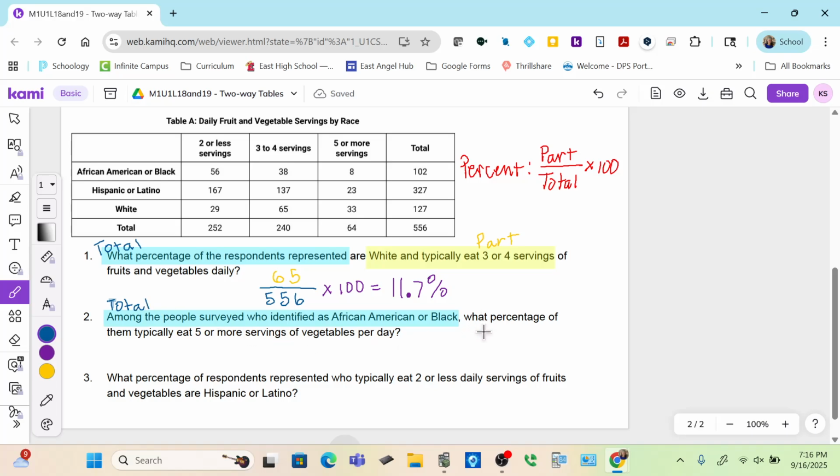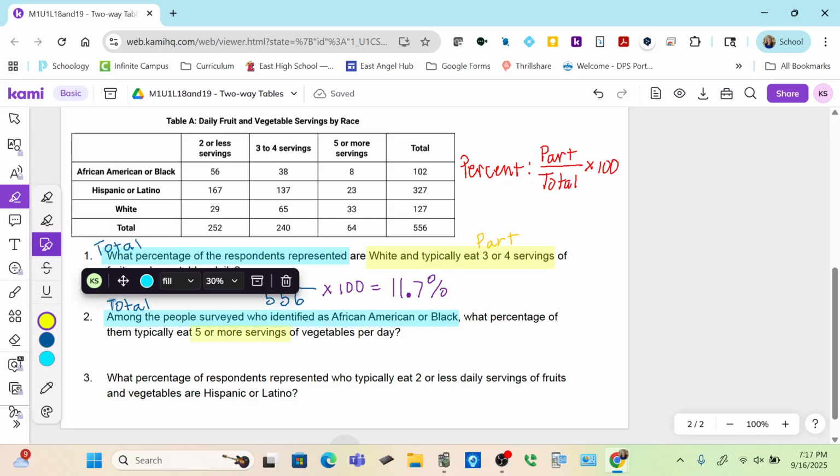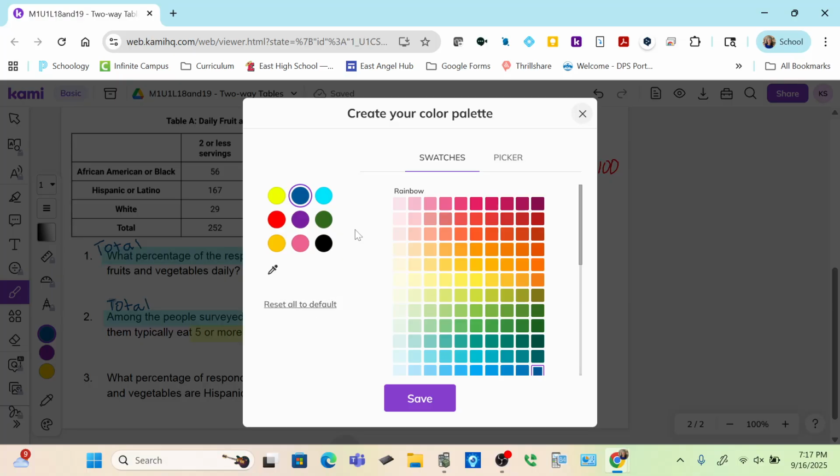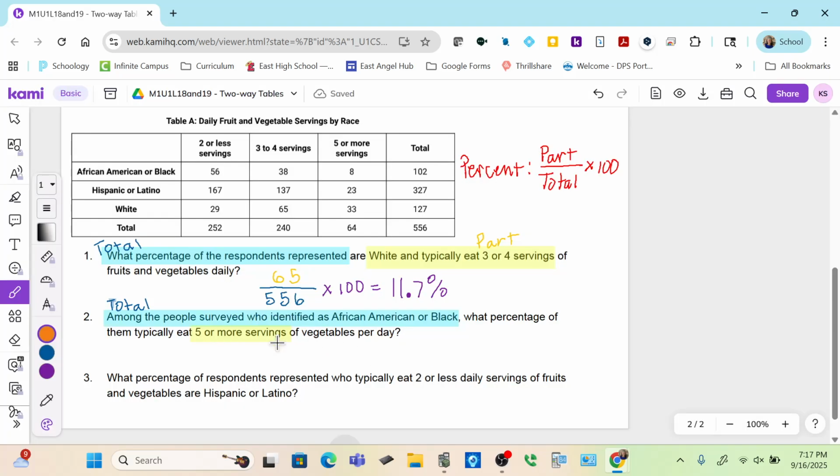Then I look at the next part of that sentence, and it says, what percentage of them typically eat 5 or more servings? So we're looking for 5 or more servings from the total who identify as African American or Black. Let's see if I can make that just a little bit darker for me. So that's going to be our part.